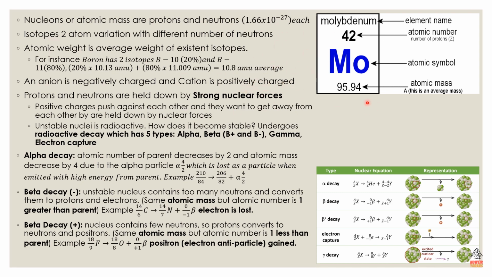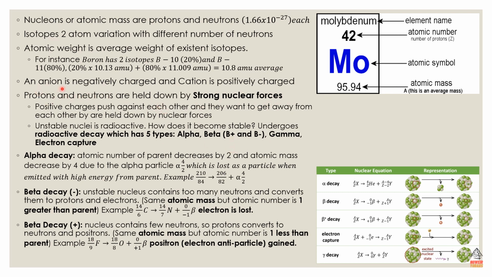Here on the periodic table, let's say you get an element. How do you basically dissect the element? So the atomic number is equivalent to the number of protons the atom has. This is the atomic symbol, and the weight. This is the atomic mass. All right, not the atomic weight. Sorry, the atomic mass. All right, this is the average mass.